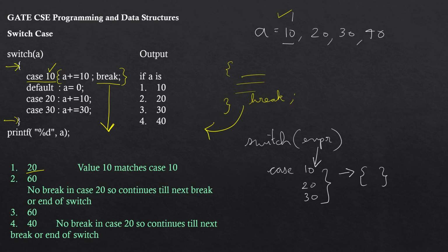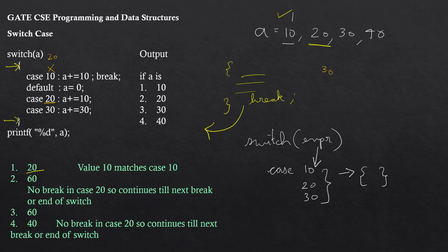Suppose a case didn't have a break. Let's look at that. Now the value we're giving is 20. Next time, again, we start from the beginning. Switch of 20. This time A's value is 20. It checks case 1: is 10 equal to 20? No. So it goes to the second case. Yes, it matches. Now A plus equal to 10 becomes 30.